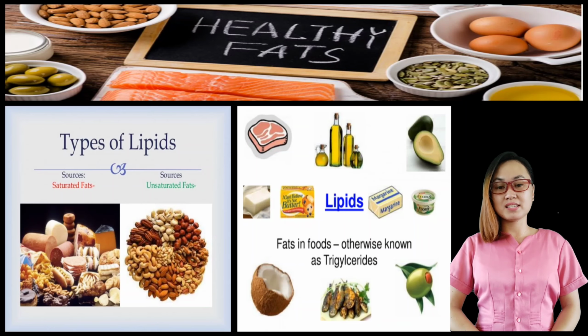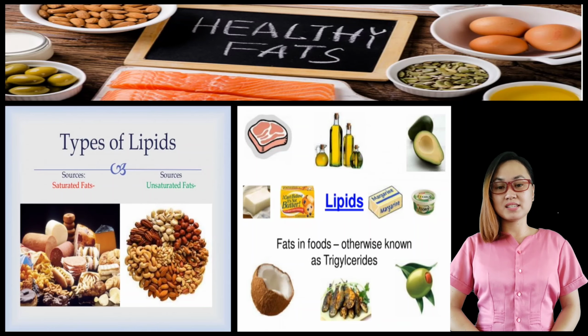Number 1 or type of fats is the unsaturated fats. It is commonly found in plant and fish food products. It is also called beneficial or healthy fats that is good for the heart. Types of unsaturated fats are number 1, monounsaturated fats found in avocados, olive, peanut, and canola oil. Next is the polyunsaturated. It is commonly found in vegetable oils that we use for cooking. Next one is the omega-3 fatty acids, a type of polyunsaturated fat found in oily fish like tuna and salmon.